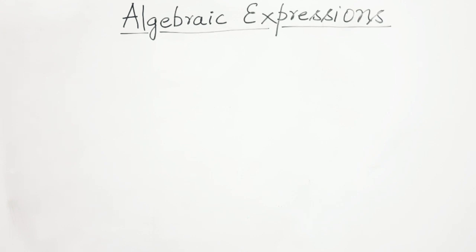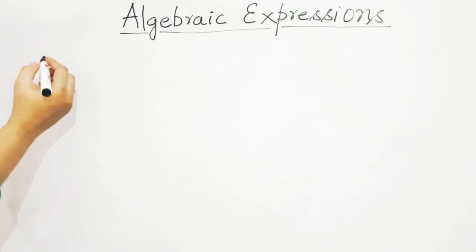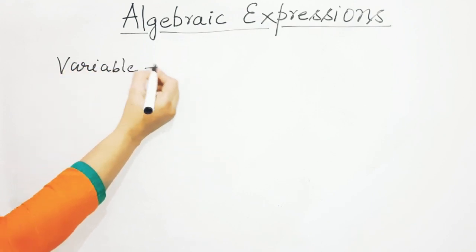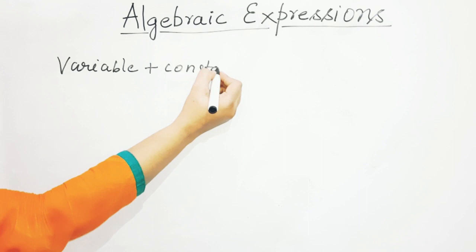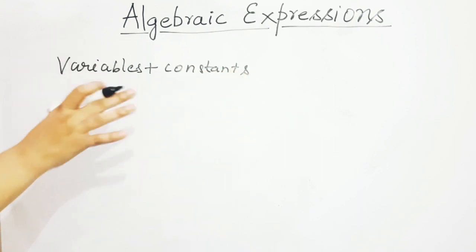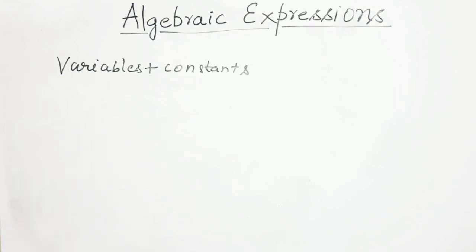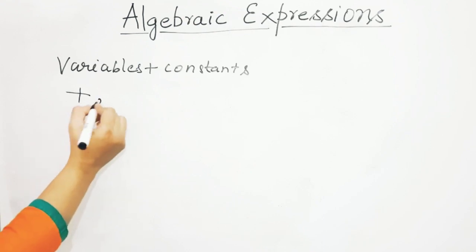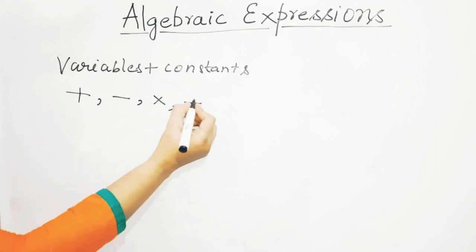What are algebraic expressions? An algebraic expression is a combination of constants and variables connected by some or all fundamental operations. Means in an algebraic expression, there are some constants and some variables. It's a combination of variables plus constants, and these variables and constants are joined together by the fundamental basic operations of math. Either there will be plus, minus, multiply and divide.